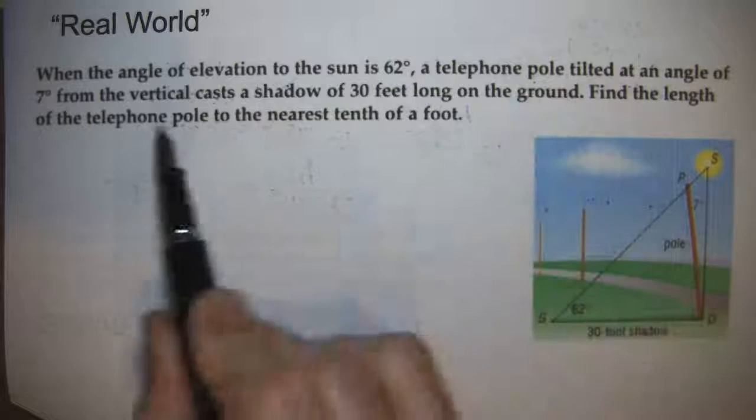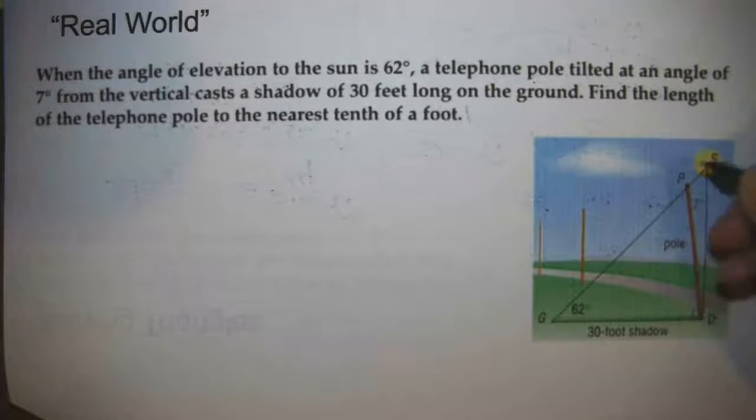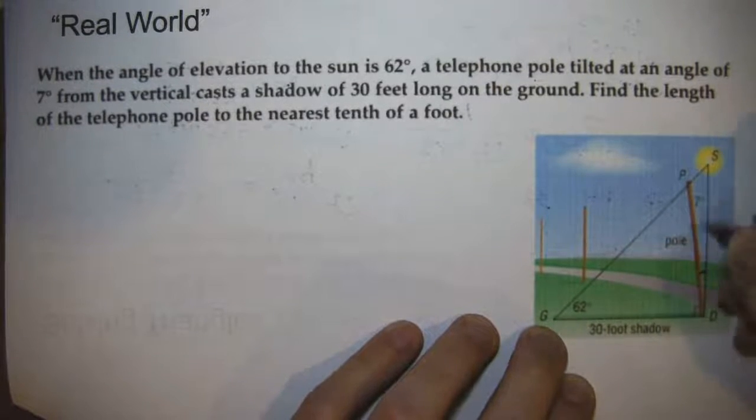Right? And it is tilted at an angle of 7 from the vertical. So in other words, if the telephone pole was straight up and down, it would be here on this black line. Unfortunately, it's tilted maybe. So maybe they had a windstorm and it pushed it over. So this angle right here with the pole and this straight up and down is 7 degrees.